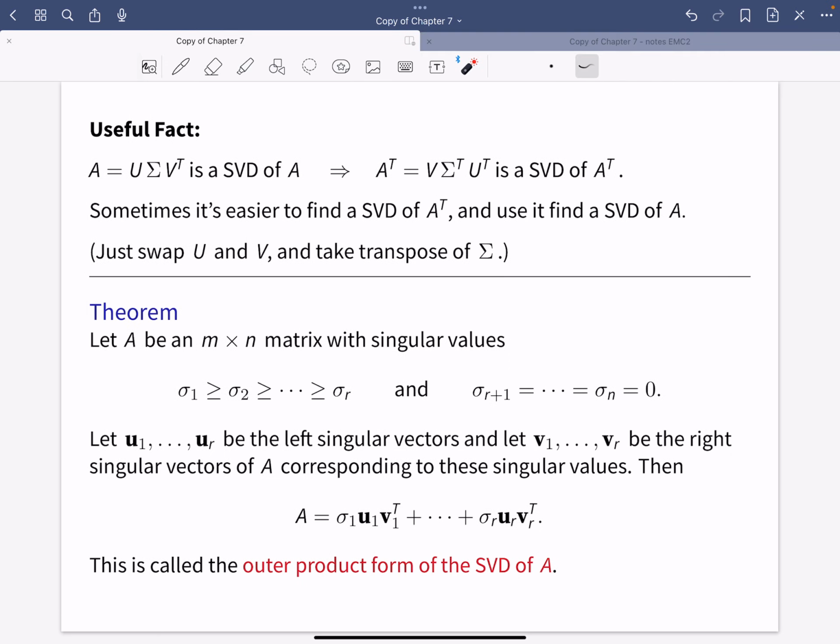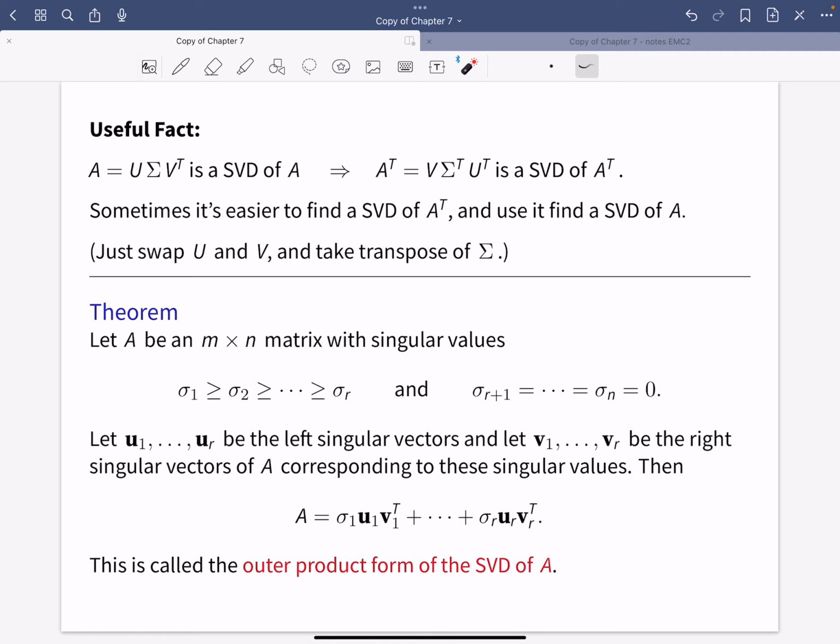The final thing we're going to talk about in this section is what's called the outer product form of a singular value decomposition. Essentially, it's the same thing as the spectral decomposition that we saw, where if my singular values are sigma 1 through sigma r, the non-zero singular values, so I'm just taking the first r of them, then if I know what my u vectors and my v vectors are, I can decompose the matrix A as sigma 1 times u1 v1 transpose plus sigma 2 times u2 v2 transpose, and so on, all the way up to that last non-zero singular value. That's called the outer product form of the singular value decomposition.